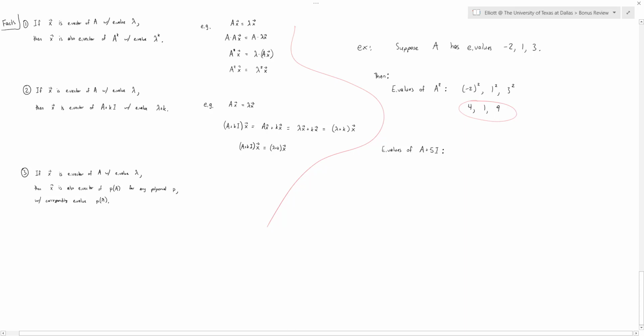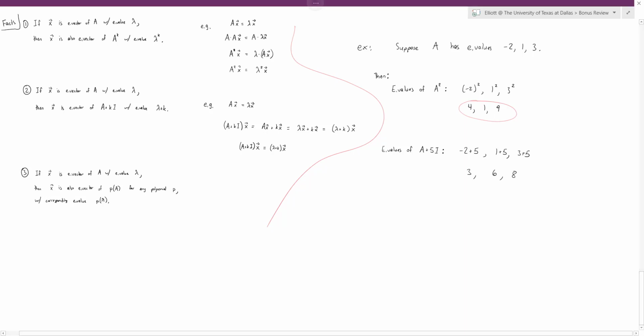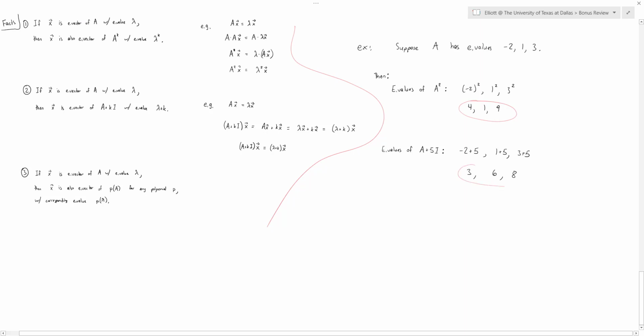If we wanted to find the eigenvalues of A plus 5 times an identity matrix, then according to the second fact, with k being equal to 5, I just add 5 to all the eigenvalues of A. So these were the eigenvalues of A, and I'm just going to add 5 to each of them. So 3, 6, and 8 would be the eigenvalues of A plus 5I.